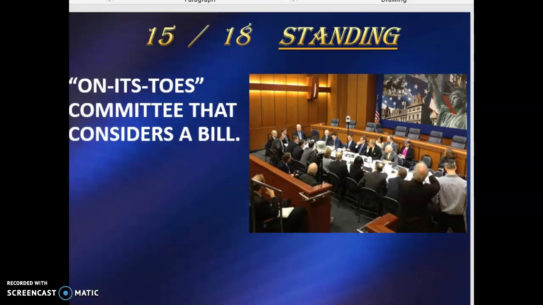15, standing committee. On its toes, committees. When a congressman creates a bill, it has to pass through the committees of both the Senate and the House of Representatives. They argue about it. They can either get rid of it, they can change it, and once it is approved by both these committees, it's ready to be presented to the President up at the White House.